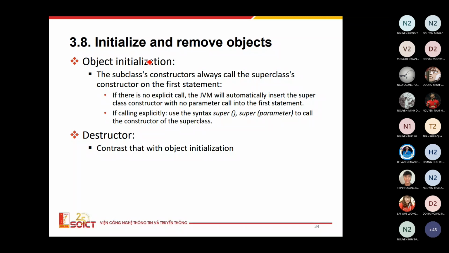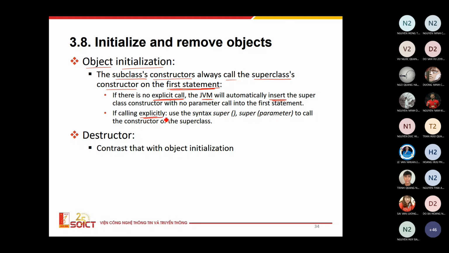Okay, so we will go to the order of the initialization. When we have an object initialization, the subclass constructor always calls the superclass constructor in the first statement. Tức là khi tạo ra một đối tượng của lớp con thì phương thức khởi tạo của lớp con sẽ luôn luôn gọi phương thức khởi tạo của lớp cha ở câu lệnh đầu tiên. Nếu chúng ta không có một lời gọi tường minh thì JVM sẽ tự động insert lời gọi đấy vào thành lời gọi đầu tiên cho các bạn. Mặc dù các bạn không nhìn thấy nhưng nó sẽ tự động insert lời gọi đấy vào.